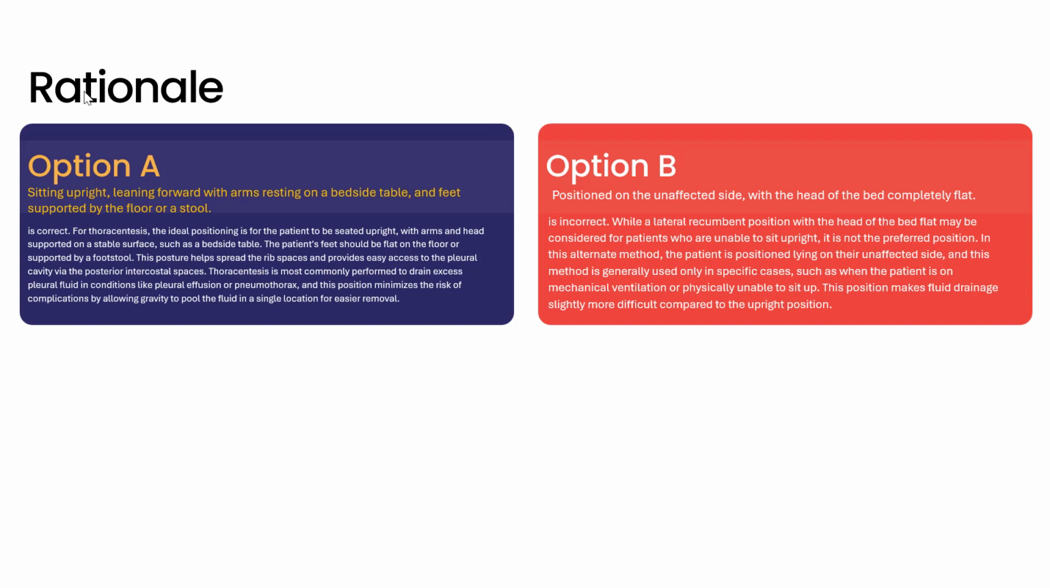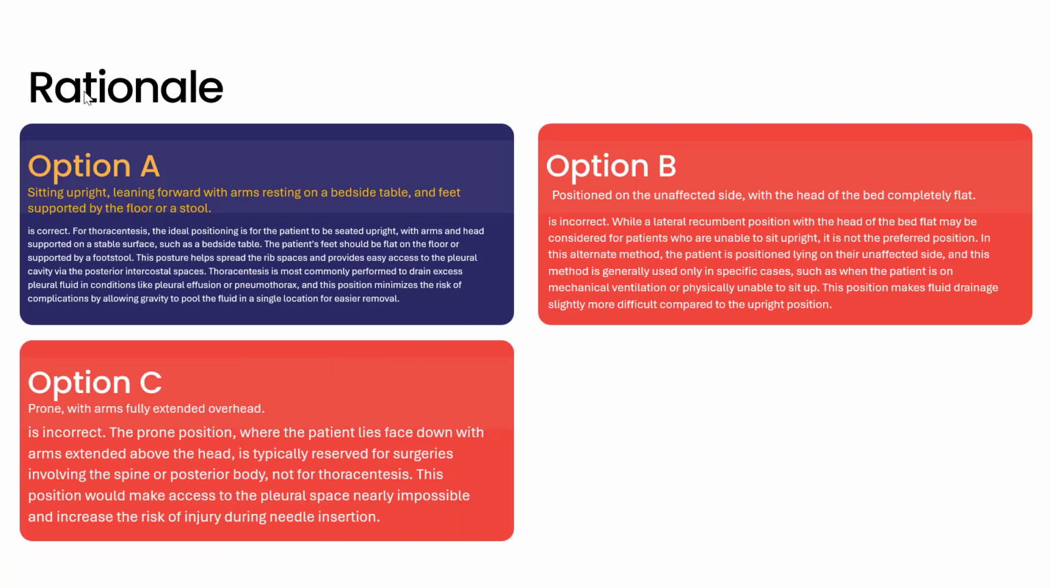C is incorrect. The prone position, where the patient lies face down with arms extended above the head, is typically reserved for surgeries involving the spine or posterior body, not for thoracentesis. This position would make access to the pleural space nearly impossible and increase the risk of injury during needle insertion.